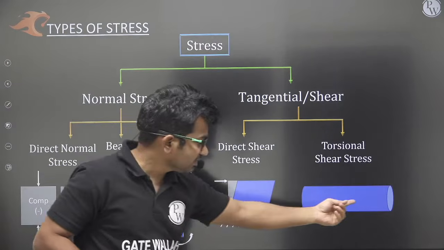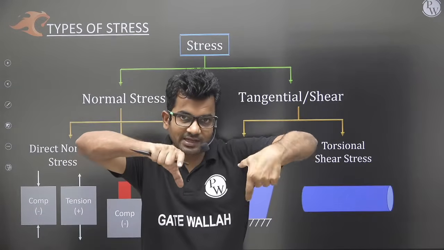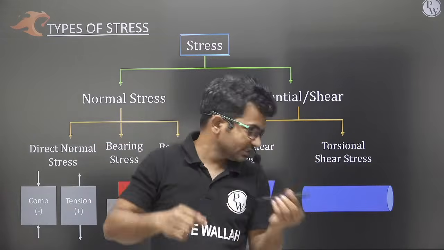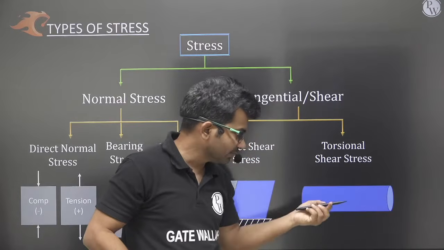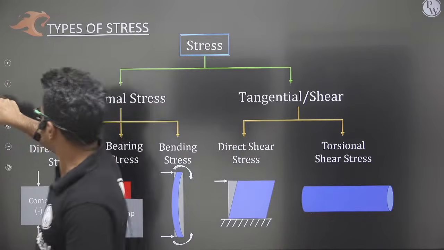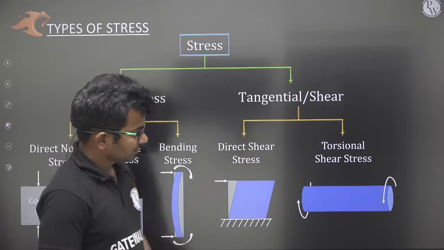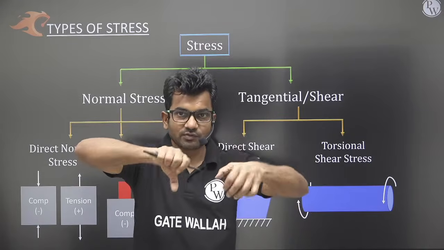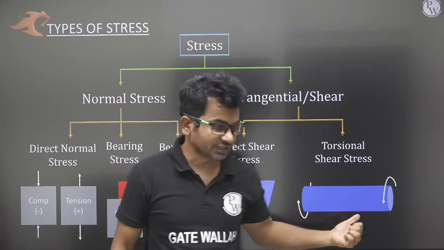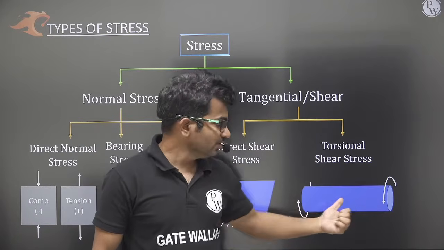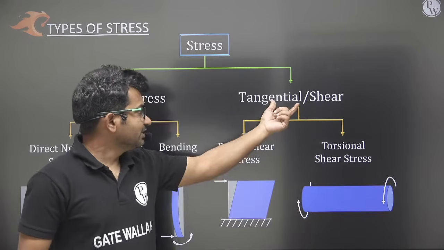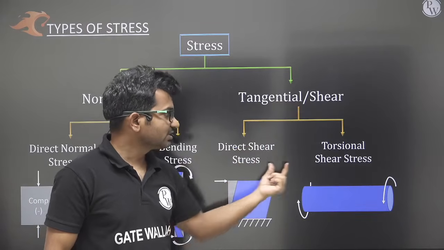When I have a shaft of cylindrical shape and I apply a moment along the axis of the member, like this is the axis, and when I apply a moment like this, it will create torsion. The case of torsion is a case of pure shear. There will be no axial forces and no bending moments, only torsion and only shear stresses. So tangential or shear stresses can be of two types: direct shear stress or torsional shear stress.